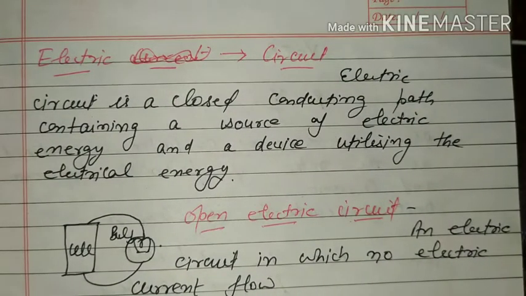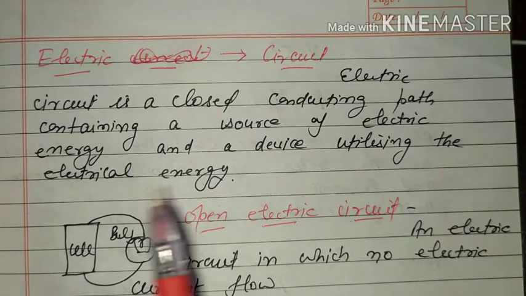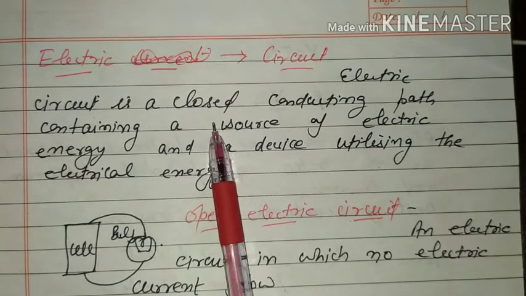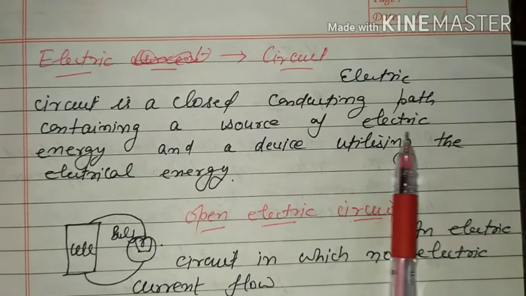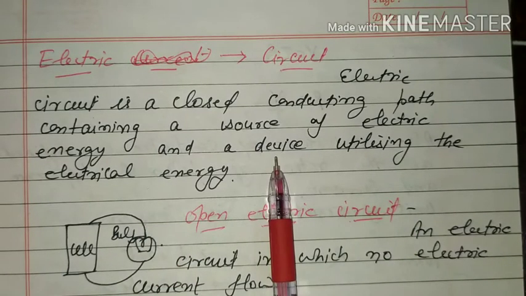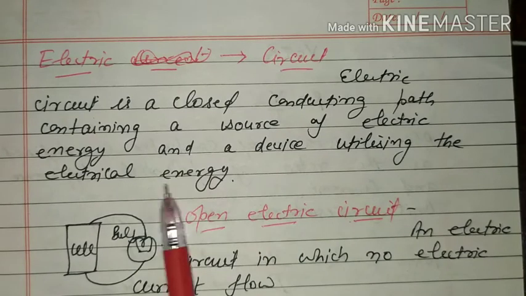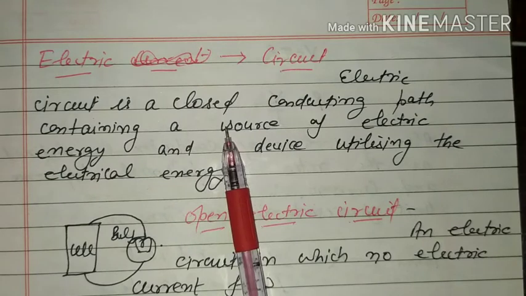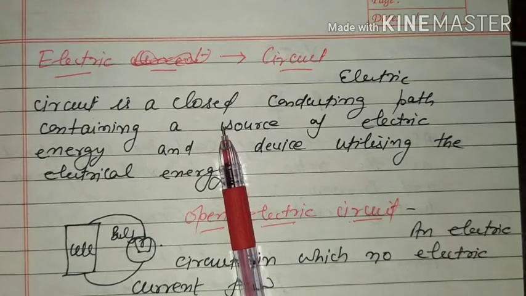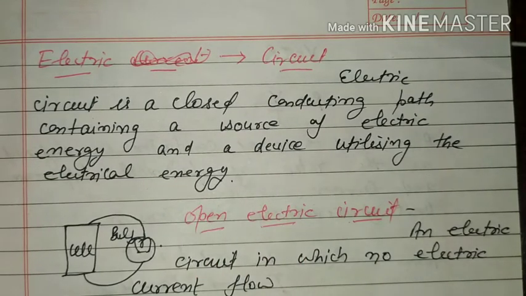Now, what is an electric circuit? It is an arrangement of an electric source and some instrument which utilizes energy, defined as a closed connecting path. Closed means current flows. There is a source of electric energy and a device utilizing electric energy, and a medium for current flow, a wire or conductor. That is called a circuit.